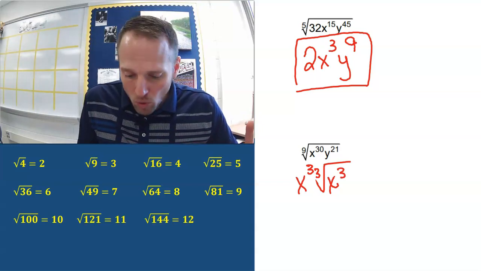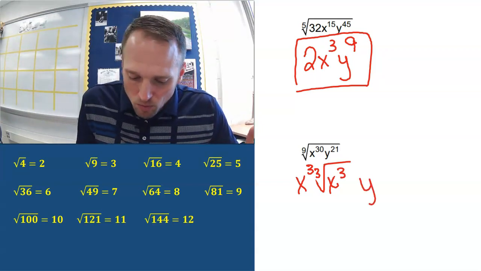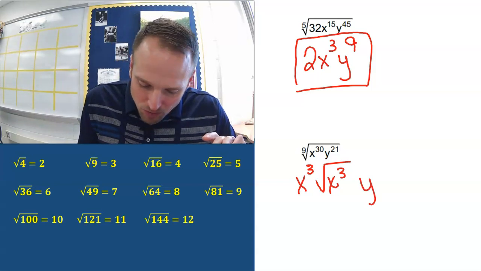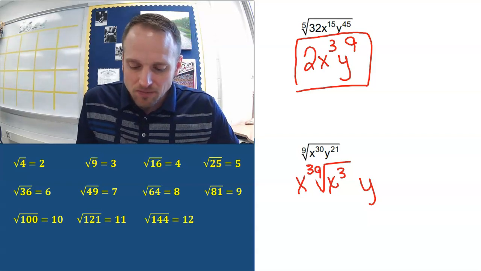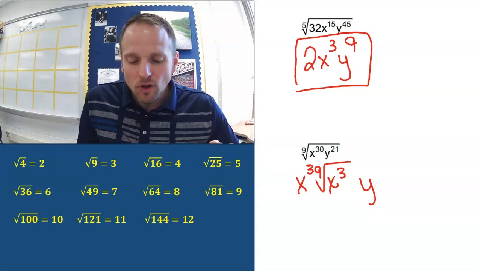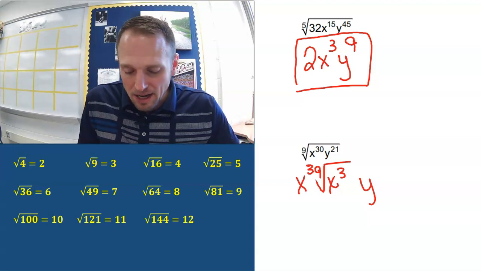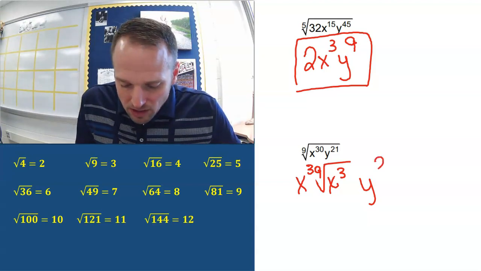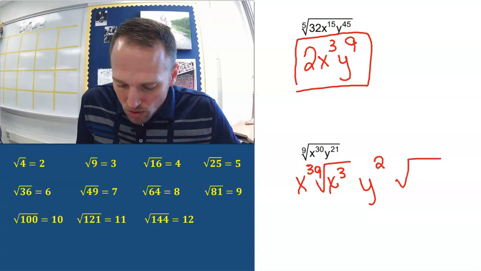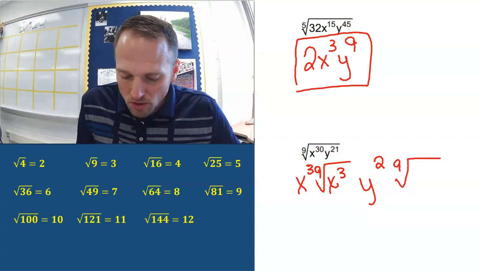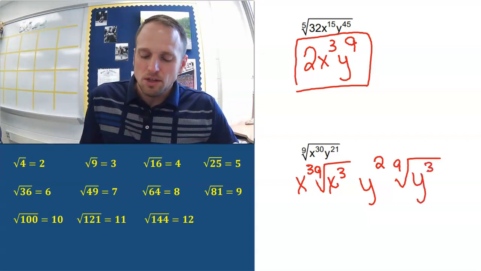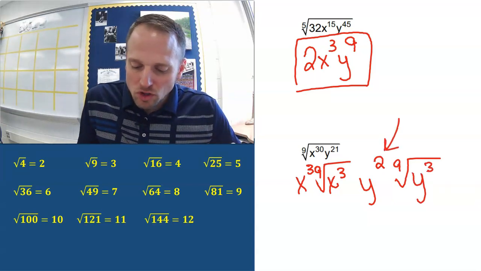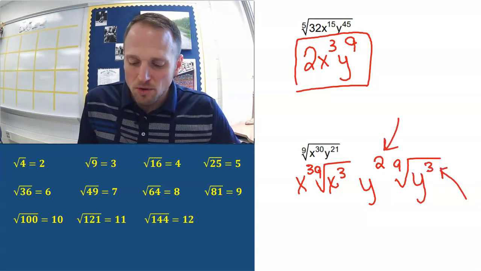Okay, how about the y's? The y to the 21. Whoops, oh, you know what? I made a mistake up here. This wasn't the 3rd root. That was the 9th root of x. Okay, how about the y's? 21 divided by 9 is 2, remainder 3. Okay, so 21 divided by 9 was 2, remainder 3.